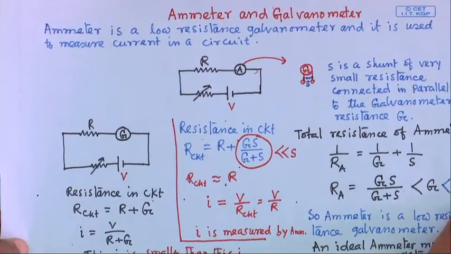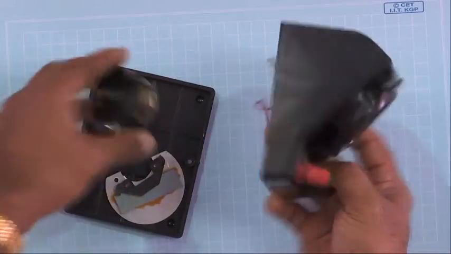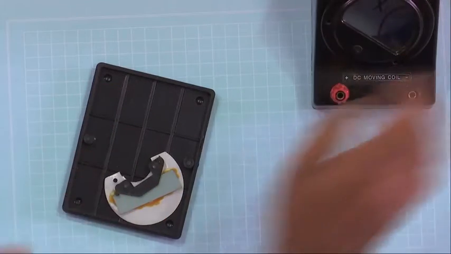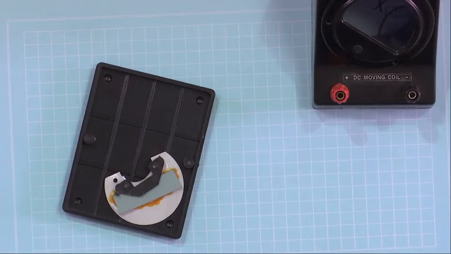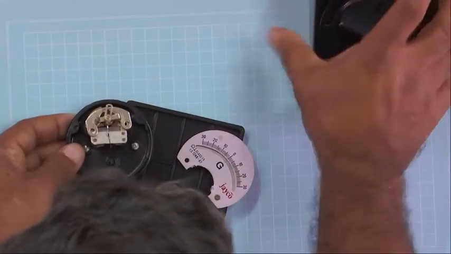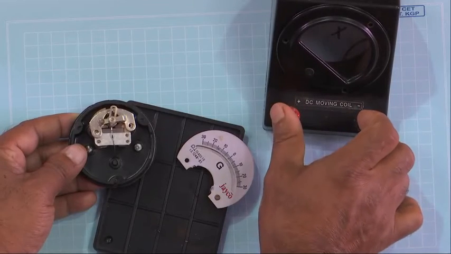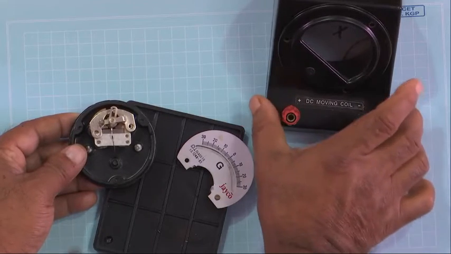So, in reality, yesterday I showed you, I opened the galvanometer and showed you all parts. Here also you can see nicely I have opened it. So this galvanometer, I opened it and showed you all parts. This is the external connector for this galvanometer.